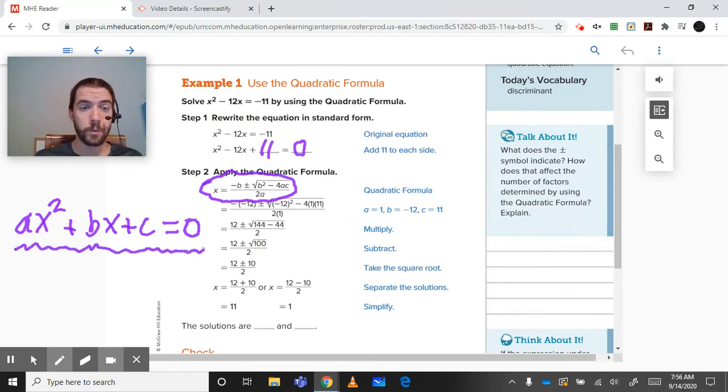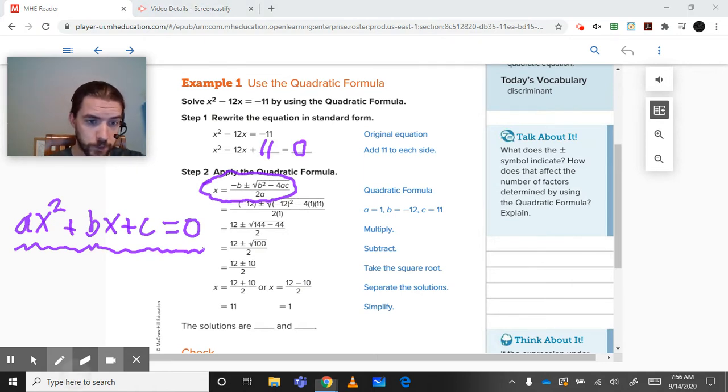Let me say that one more time. When we originally go through the steps to take the quadratic equation and turn it into the quadratic formula, it starts out by being set equal to 0. So if we're going to take our equation and plug it into the quadratic formula, our equation must start out equaling 0, or else the A, B, and C will not line up. Once we get it like that, we can just start plugging things in.